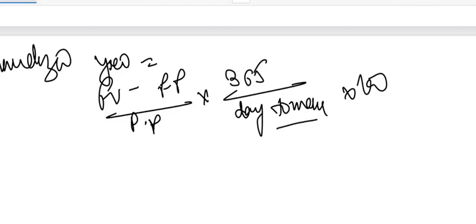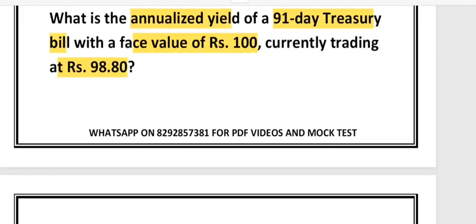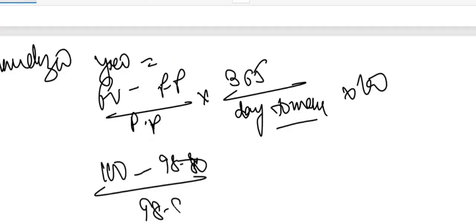Now let's plug in the numbers. How much face value have they given? Face value is 100 rupees. You can see the present price they have given is 98.80. So it will be 100 minus 98.80, divided by 98.80, multiplied by 365 divided by 90, multiplied by 100. Right. So that is the point.